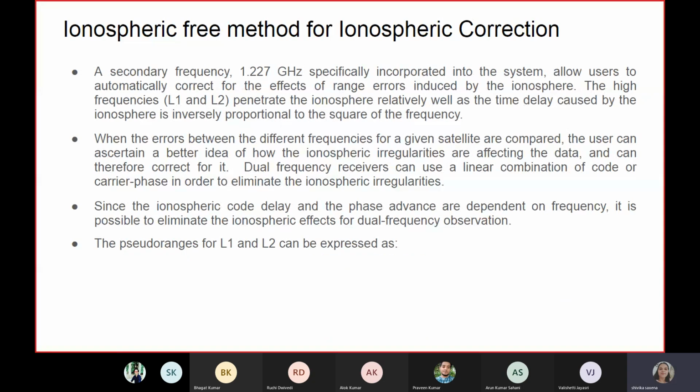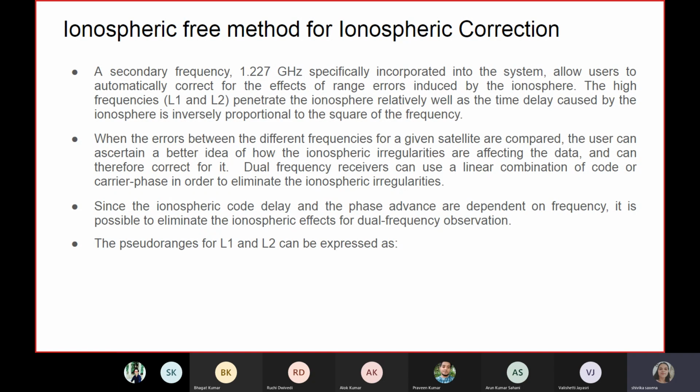Now, how to correct for the ionosphere error? As discussed before, ionospheric delay can be corrected for by using a dual frequency mechanism. What is this? A secondary frequency, 1.22 gigahertz, specifically incorporated into the system, allows users to automatically correct for the effects of range errors induced by the ionosphere. So what is the concept here?